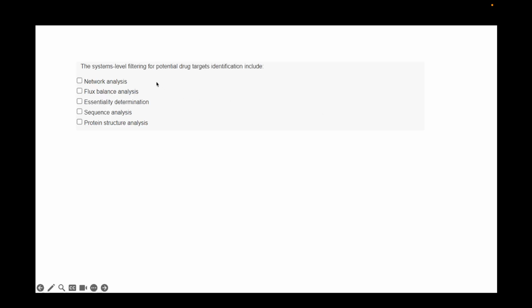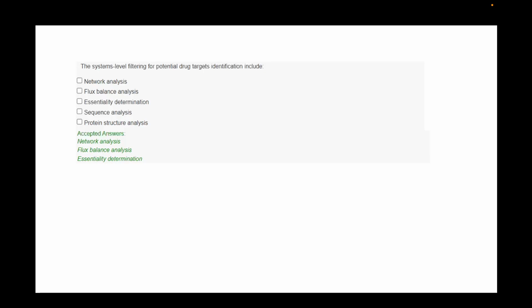The systems level filtering for potential targets should include network analysis, because you would want to know if you actually knock out or knock down your drug target, what other genes and other metabolites are going to get affected. Flux balance analysis, obviously, this is understandable: how the metabolic flux will change after knocking out or deleting or targeting a particular gene.